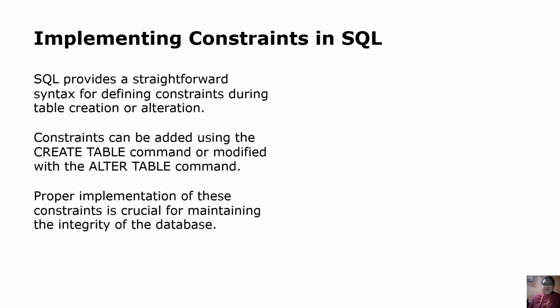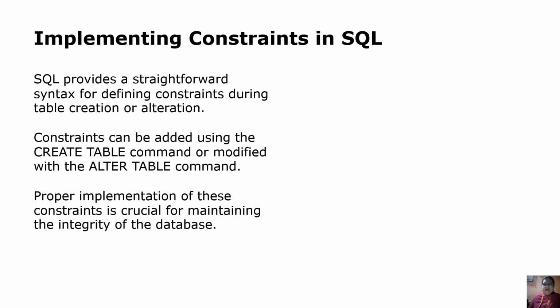Constraints may be column level or table level. Column level constraints apply to a column, and table level constraints apply to a whole table. The following constraints are commonly used in SQL. Not null ensures a column cannot have a null value. Unique ensures that all values in a column are different. Primary key is a combination of not null and unique. It uniquely identifies each row in a table.